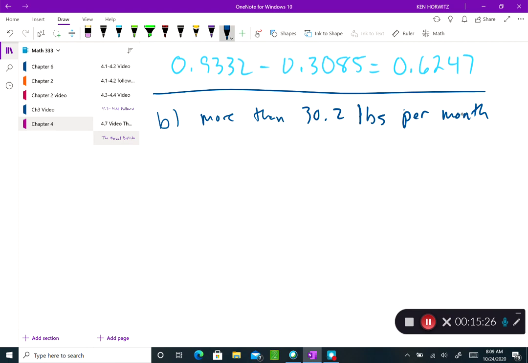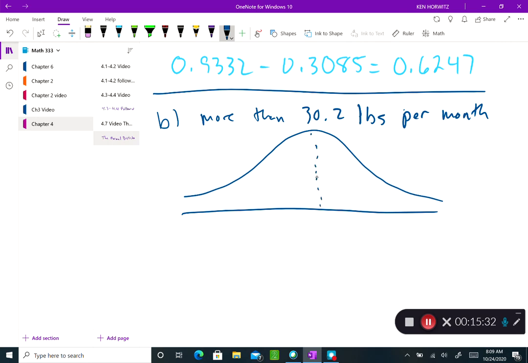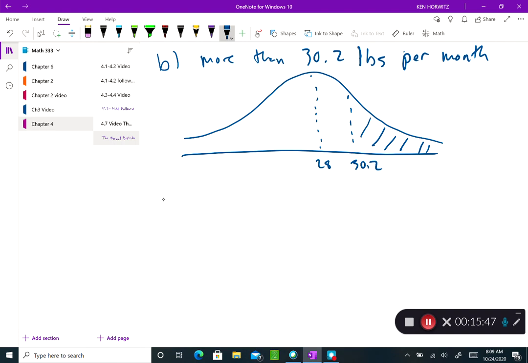All right, so again, if I draw a quick picture, I always think drawing a picture for these kinds of things is really helpful. And we're looking for area to the right now. The first thing I want to do is find my z-score for 30.2. So my x is 30.2 minus my mu, which was 28, over my standard deviation of 2. Remember, I got those from the initial problem. So why don't you pause the video, do the math real quick, and we'll get our z-score.